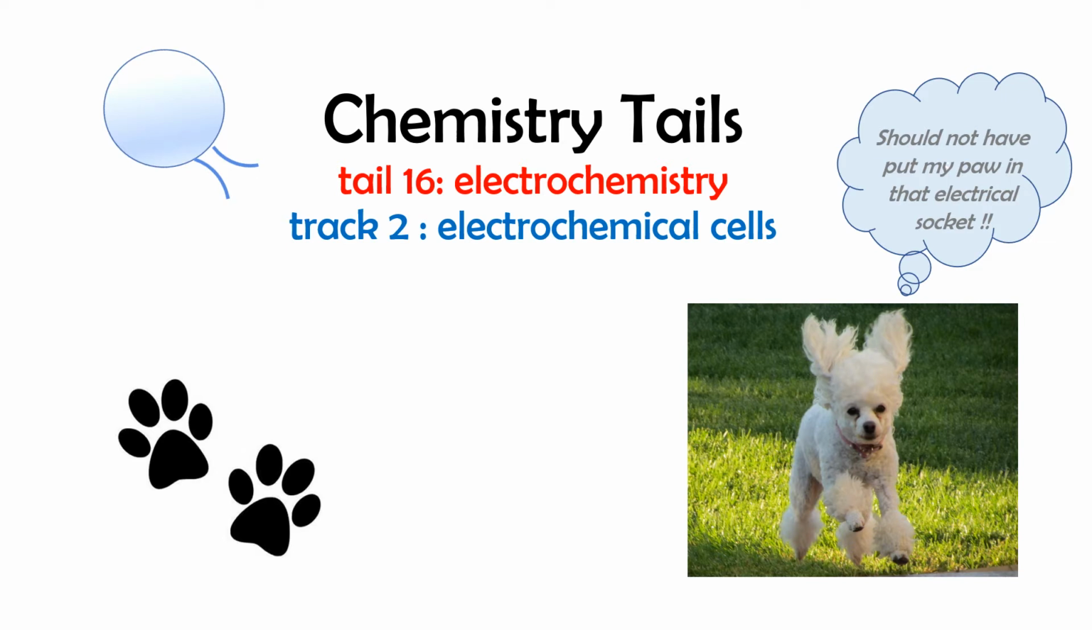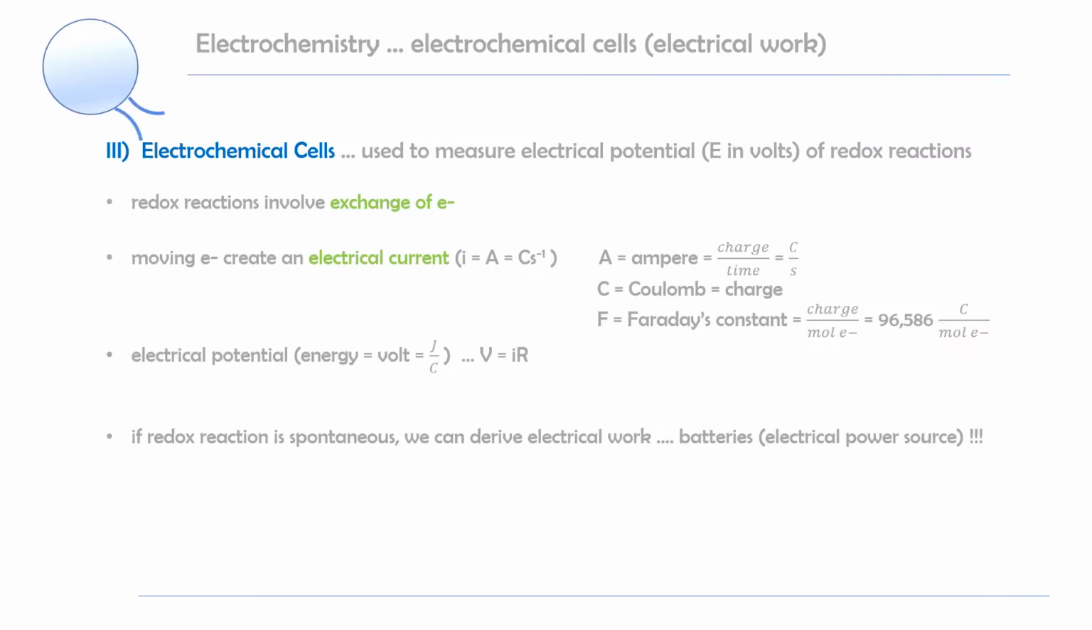We've already talked about redox reactions and understand how to balance those and predict which substance is undergoing oxidation and which substance is undergoing reduction. And so we're ready to move on to track 2, Electrochemical Cells. Let's begin by thinking about an electrochemical cell. First of all, we want to know what it is and why we are going to bother learning about it.